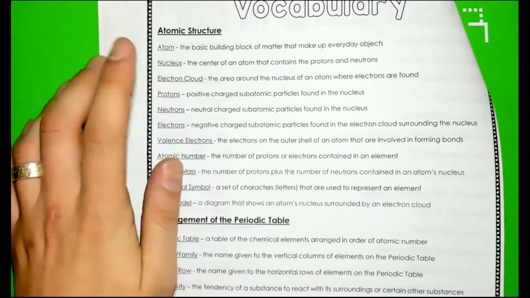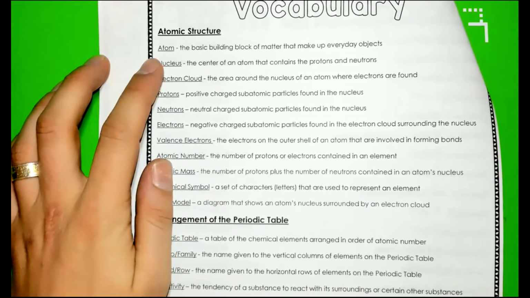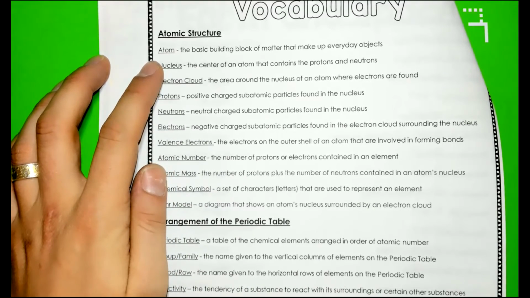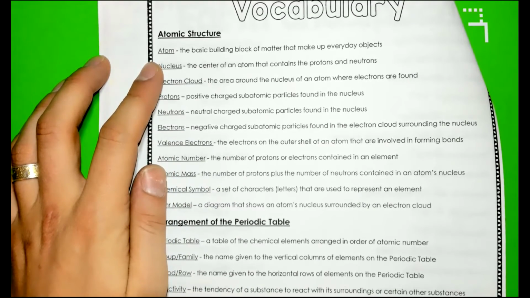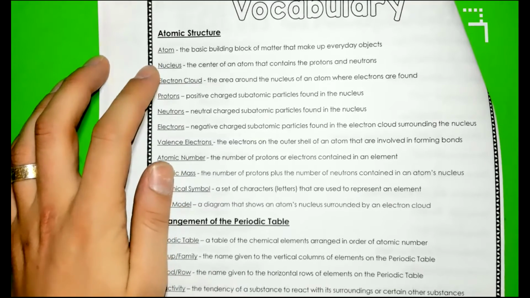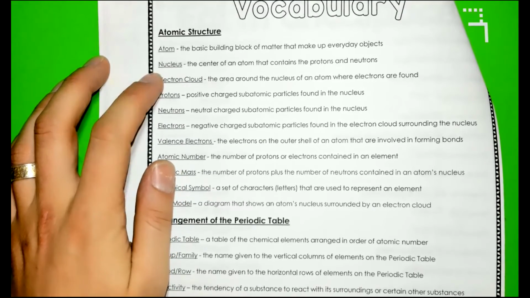Atomic structure, the building block of all life is the atom, all right? It makes up everything on our planet. All of our elements are made up of atoms. So as our first one, atoms are for atomic structure.